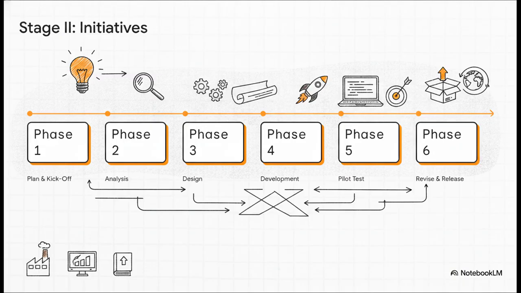Only after we get approval do we move to Stage 2, intervention initiatives. This is a rigorous 6-phase life cycle. We do the deep analysis, detailed design, actual development, pilot testing, and finally, revision and release. This is where we actually stand up the new systems in the real world, whether that turns out to be redesigned manufacturing processes, rolling out new software, or yes, even targeted L&D products to support the new environment.